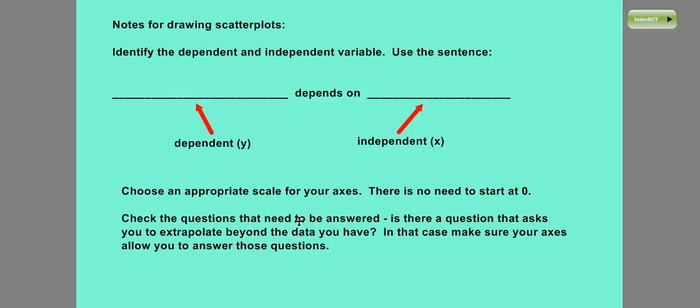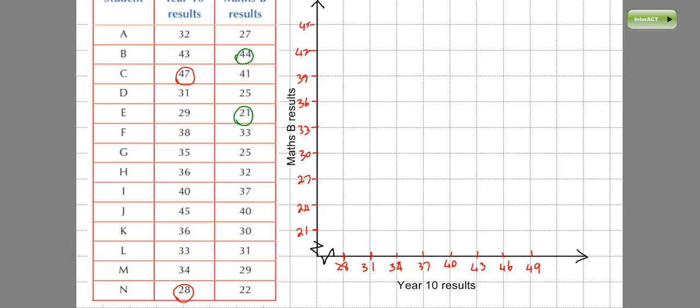Another thing that you need to think about, and I didn't think about this when I was doing this graph, is that usually you have questions to be answered about this data. If the question talks about someone who's coming into the class with Year 10 results of 60%, then I'm not going to be able to answer that question because 60 doesn't appear on my graph. So just be a little bit aware of that.